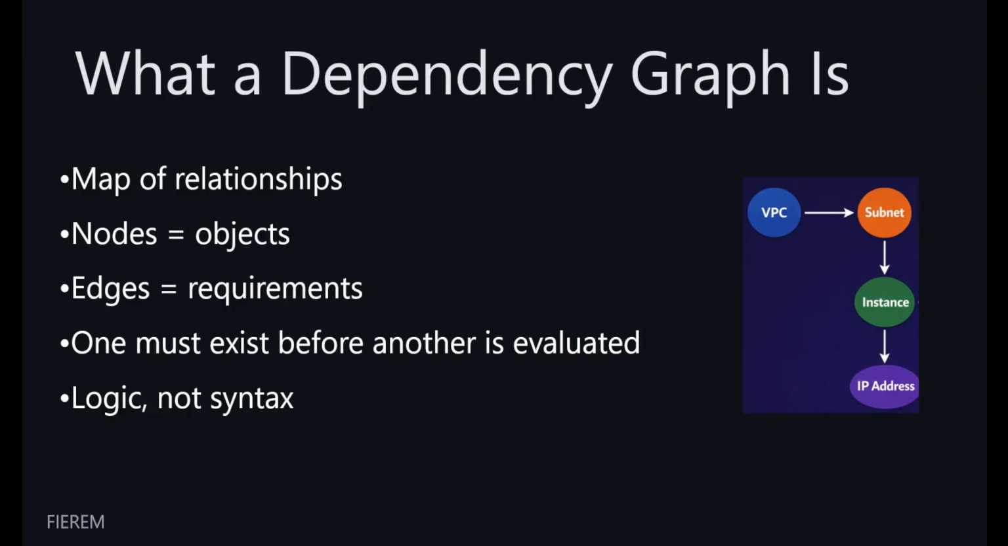A dependency graph is a map of relationships. Each node is an object. Each edge is a requirement. One thing must exist before another can be evaluated. This is logic, not syntax.